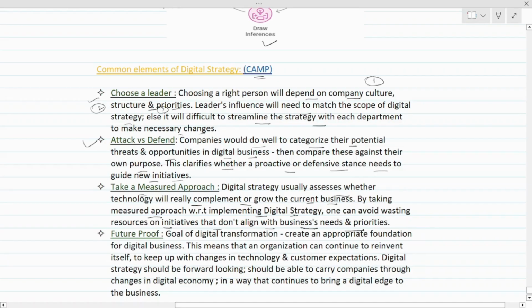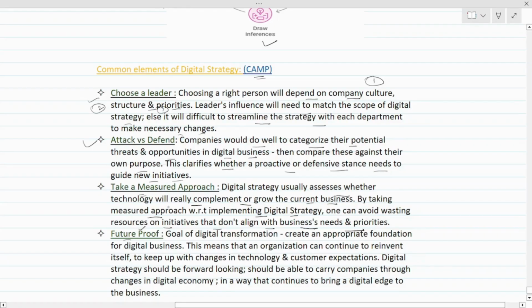priorities. Right. So digital strategy usually assesses whether technology will be really complementing or growing the current business. So whatever digital process you have adopted or the technologies that you have adopted, that should be helping your business, right? Or it should be able to grow your business. For this, you take a measured approach with respect to what? With respect to implementing digital strategy. What one can do is avoid wasting a lot of resources on initiatives that don't align with the business needs and priorities.